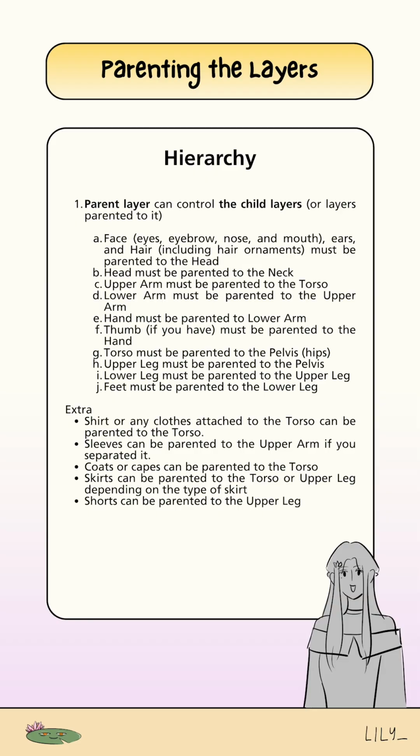So, since it's a bit more complicated, I feel like many people are a lot more confused with this also, as well as the pivot points. You can think of the parent layers as a controlling parent, while the children layers, or the layers parented to the parent layer, as a rebellious child. That means the parent layers can control everything that's parented to it. But the children layers can move independently.